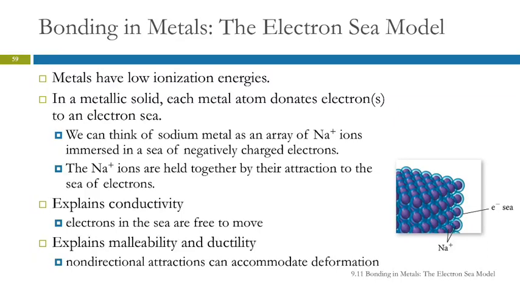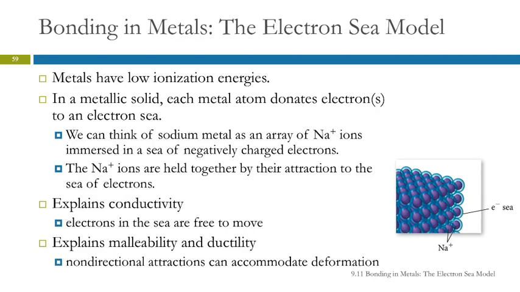So we spent a lot of time talking about covalent bonds, a little bit talking about ionic bonds, and we have to get back to the metals. The electron sea model. So metals have low ionization energies. This is why they make cations when they react. In a metallic solid, each metal donates valence electrons to a pool, an electron sea. So we can think of sodium metal as being a bunch of sodium ions surrounded by a sea of negative electrons. The sodium ions are held together by their attraction for that negative sea.